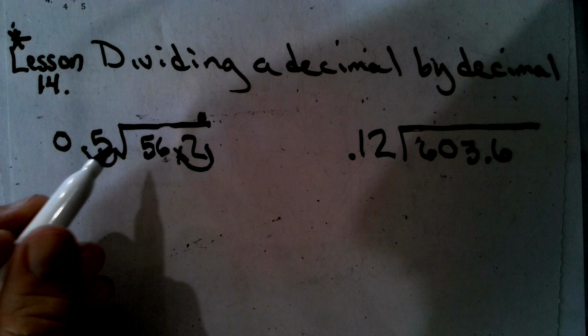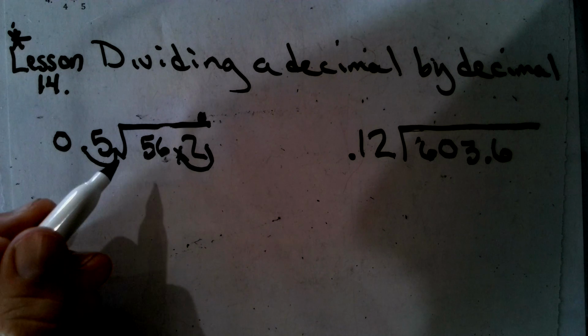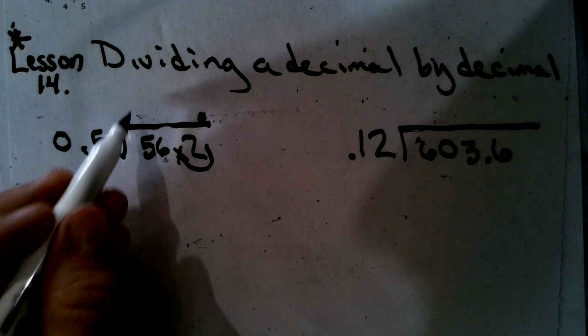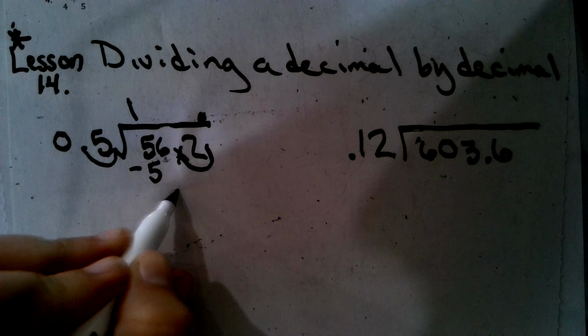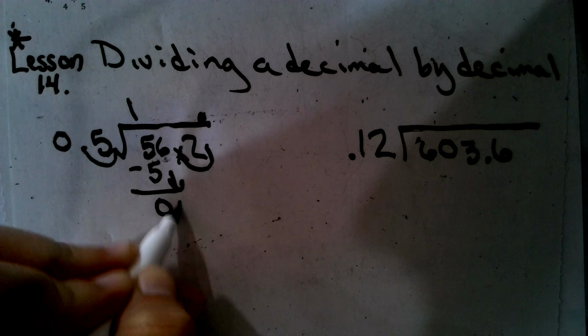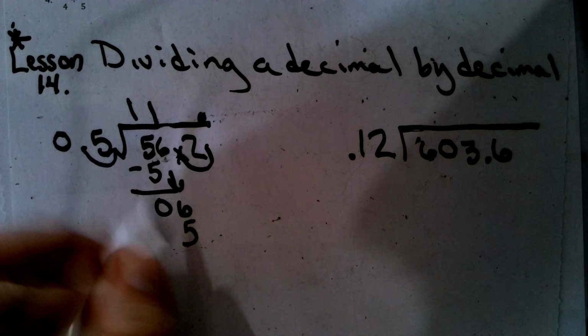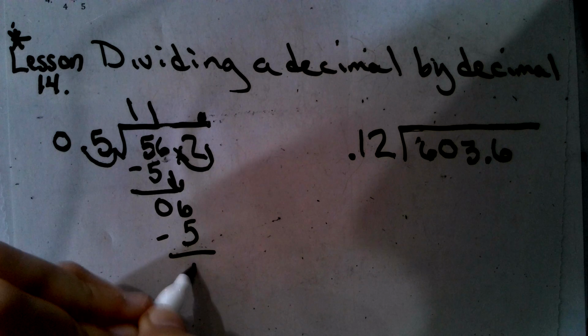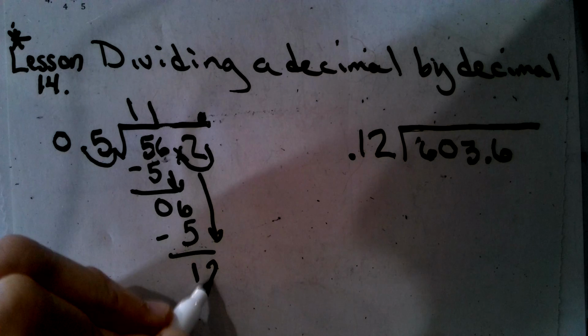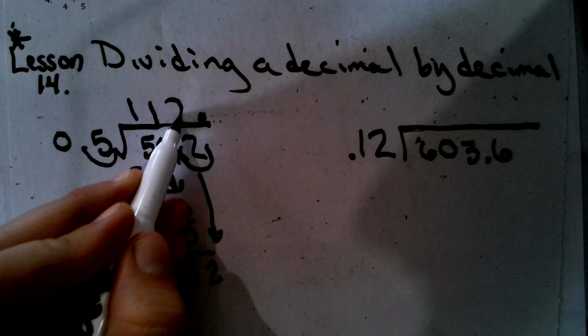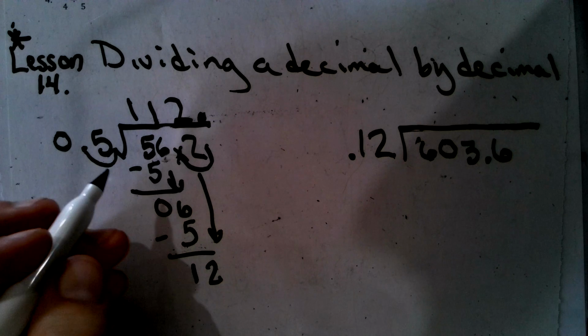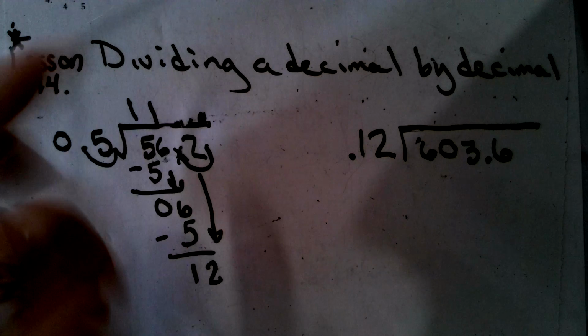This is like 562 divided by 5. So 5 goes into 5 once. We bring down our 6. 5 goes into 6 once. 5 times 1 is 5. 1 left over. Bring down our 2. 5 goes into 12 twice. Notice that we're still in front of the decimal point. That's a 2. Looks like a bad 2. We'll rewrite that.